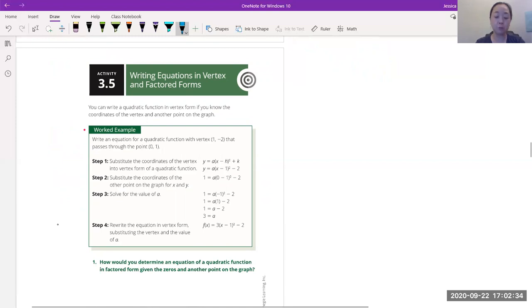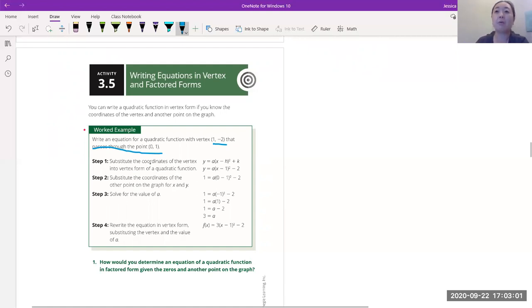This is a worked example. I always like these worked examples because you can see what they're doing. The question is, write an equation for a quadratic function with vertex (1, -2), that passes through the point (0, 1). So we know for sure it's passing through the point (0, 1). And this is where you can't just have any random A. You need to have a specific A.